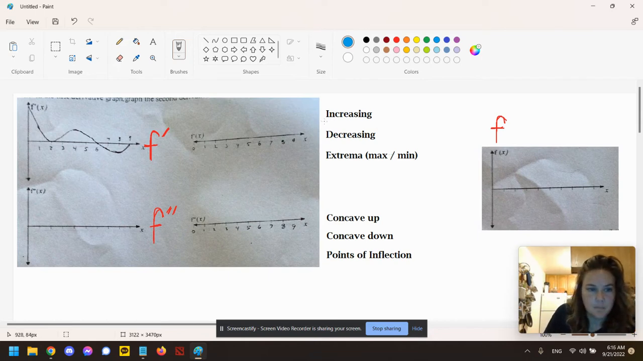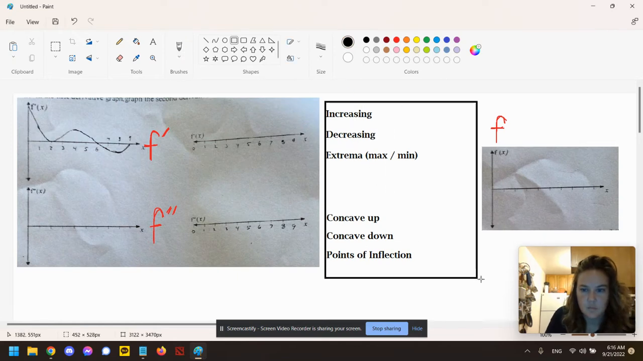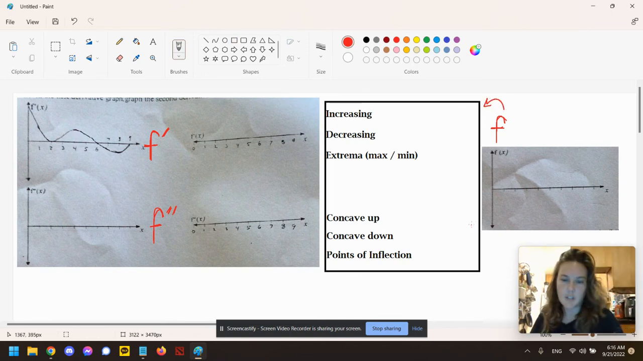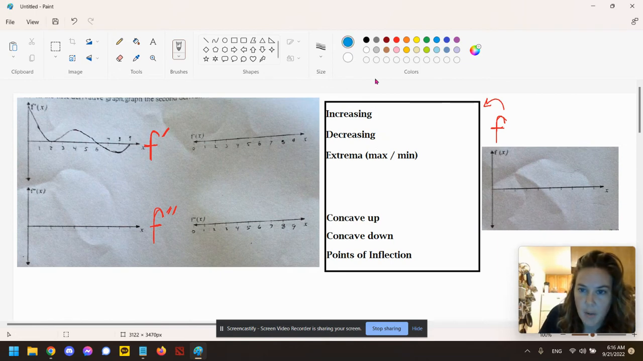Okay, for increasing, all of these questions over here are about f, right? I'm asking where f is increasing, where f is concave down, where f has extrema, etc. I'm going to answer these questions by changing them into: where is f prime positive, where is f prime negative, where is f double prime positive, or where is f double prime negative, right?